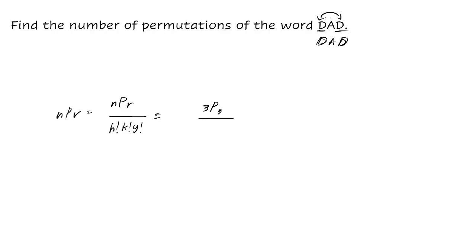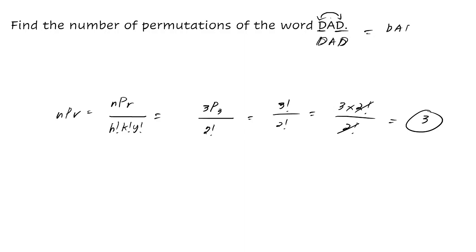Isa, letter D. Tapos, ilang beses siyang naulit? Dalawa. So, 2 factorial. So, 3P3 is just simply 3 factorial divided by 2 factorial. Which is, that will give us 3 times 2 factorial, 2 factorial, cancel lang natin yon. Ang sagot natin ay 3. So, basically, ang mga tatlong letter na yon ay dad, add, or da. Ayan. Okay, so next problem na tayo.